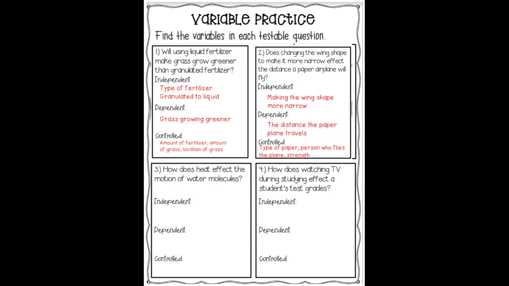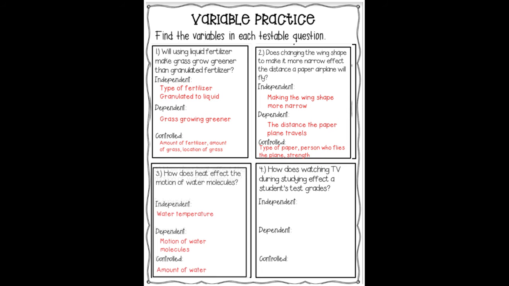Number 3, how does heat affect the motion of water molecules? So our independent variable is the water temperature. Your dependent variable is the motion of the water molecules. So will the water molecules move faster with heat or slower?